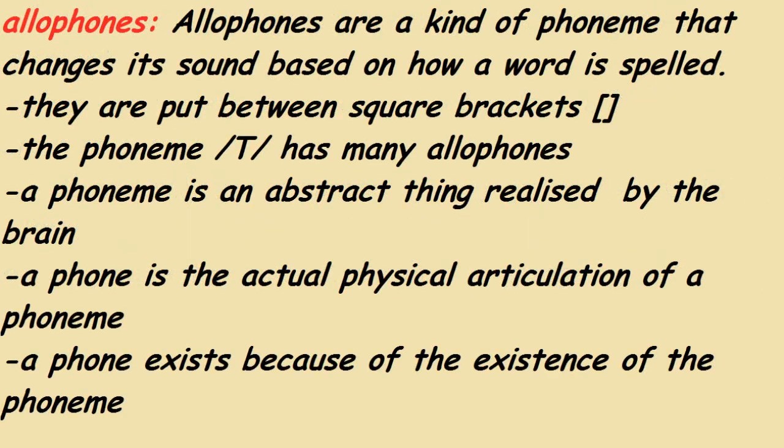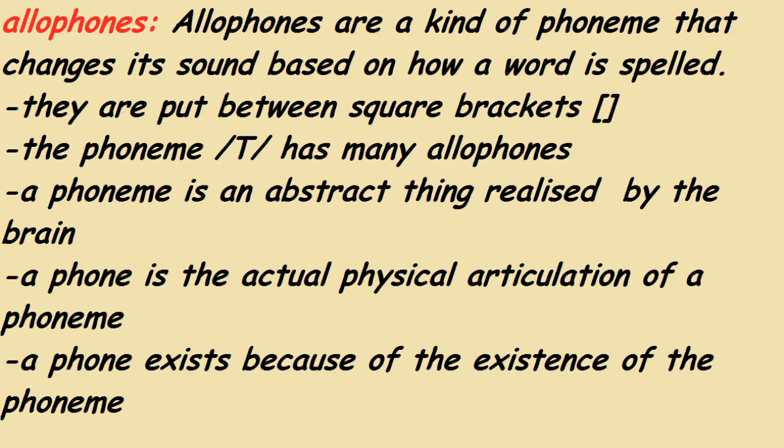For the phones or the allophones, what do we mean by that? While the phoneme is the abstract unit or sound type in the mind, there are many different versions. And these versions are called tokens, right? And tokens is the same thing as phones. Do not get confused, right? These tokens are phonetic units and they are put between square brackets. So a set of phones or tokens associated with one phoneme are called allophones.